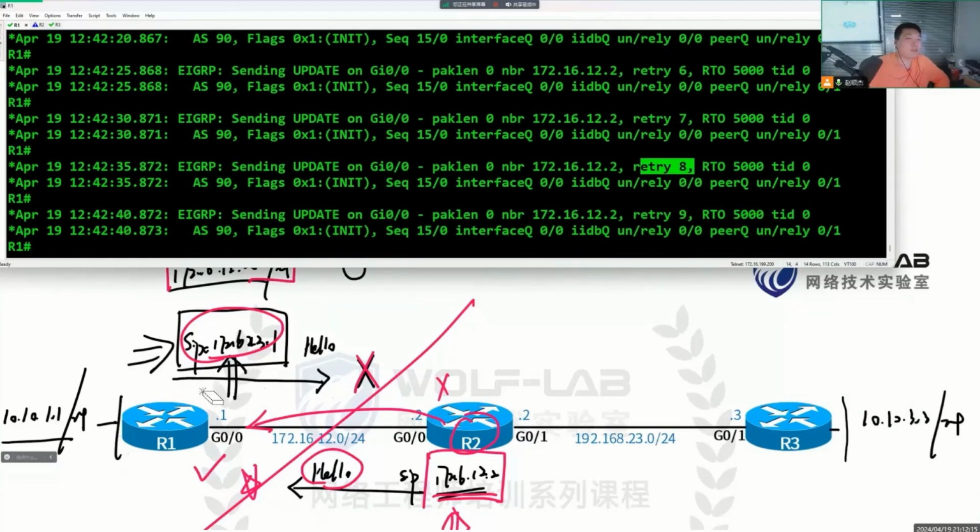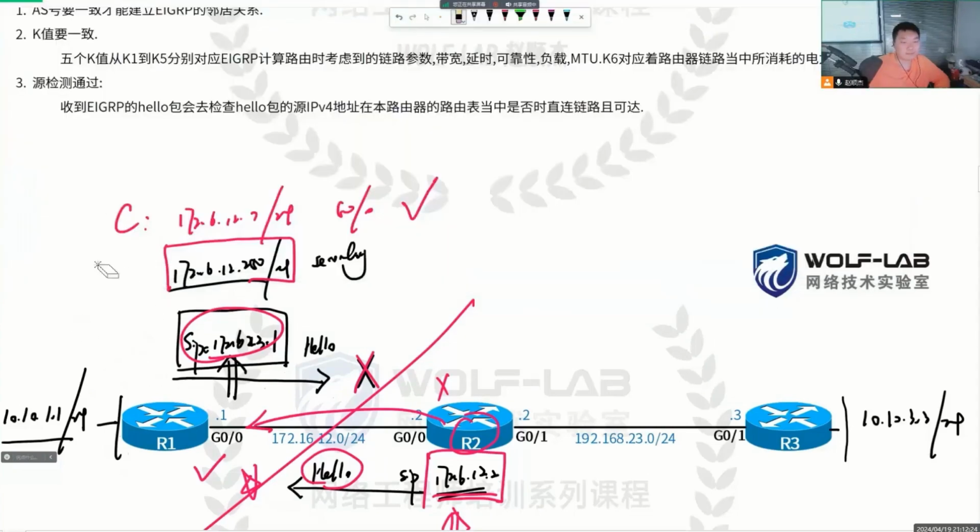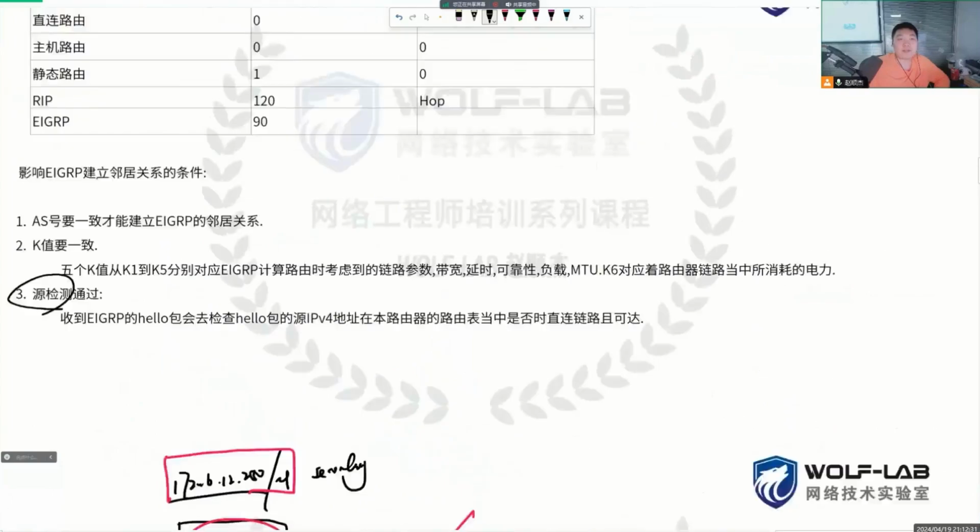We can't speed this up. We can only wait for a while. This is our source authentication. Classmates, we created a one-sided neighbor. The purpose is simple: to let everyone know what source authentication is.